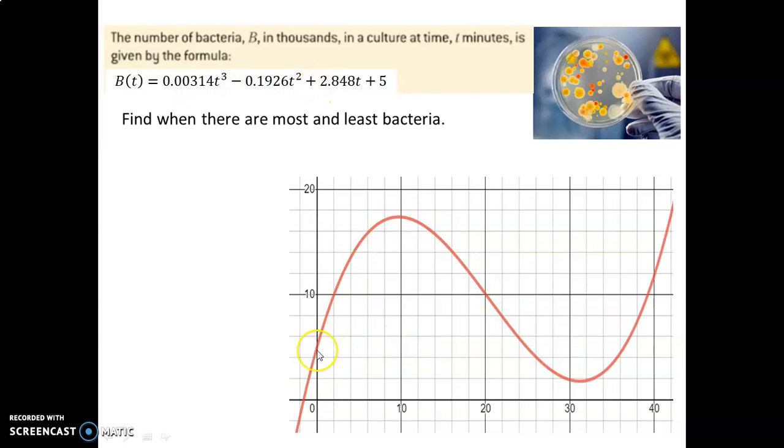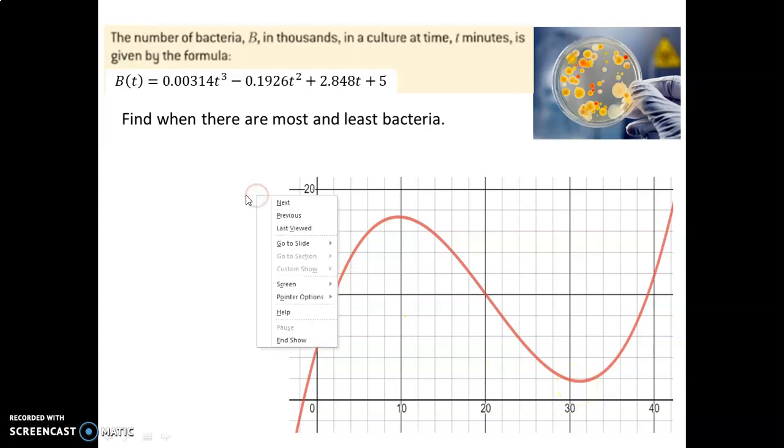And we can see the number of bacteria grows, then decreases, then grows again. So if somebody said the maximum, you could say right here. For a certain period of time, here's the maximum bacteria, and then later on, there was a minimum here. Okay, so how do we find those?